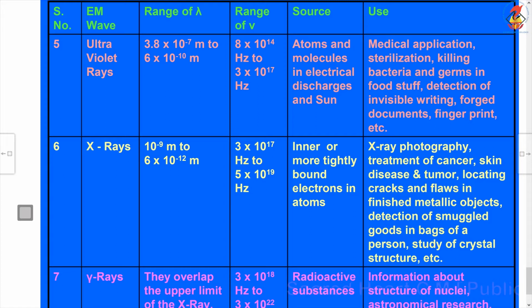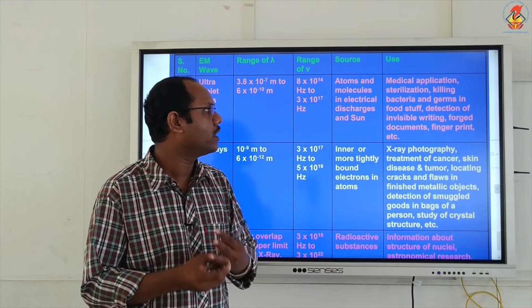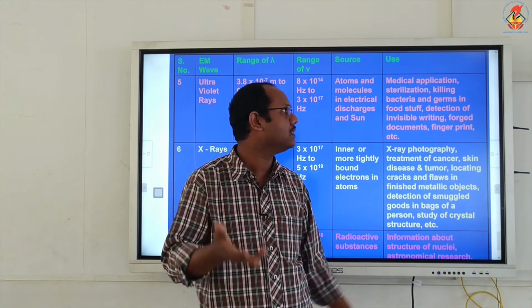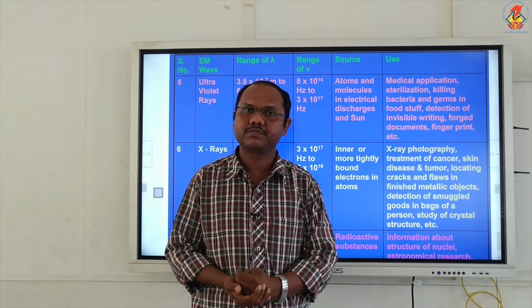Medical application, sterilization. We already know killing bacteria and germs in the foodstuffs. We are always using a water purifier in our home. There we have a UV lamp which kills the harmful bacteria. So it is used to kill bacteria and germs in foodstuffs. Then the next use, it is used for detecting invisible writings, forged documents, fingerprints, etc. So in our forensic laboratories, we use UV light.